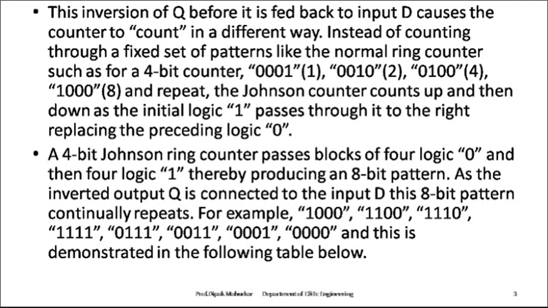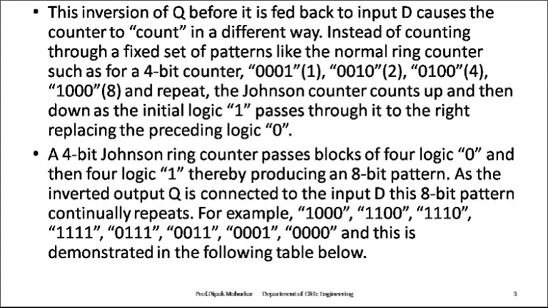The Johnson counter counts up and then down as the initial logic 1 passes through it to the right, replacing the preceding logic. A 4-bit Johnson ring counter passes a block of 4 logic 0s and then 4 logic 1s, thereby producing an 8-bit pattern. As the inverted output Q is connected to the input D, this 8-bit pattern is continuously repeated.